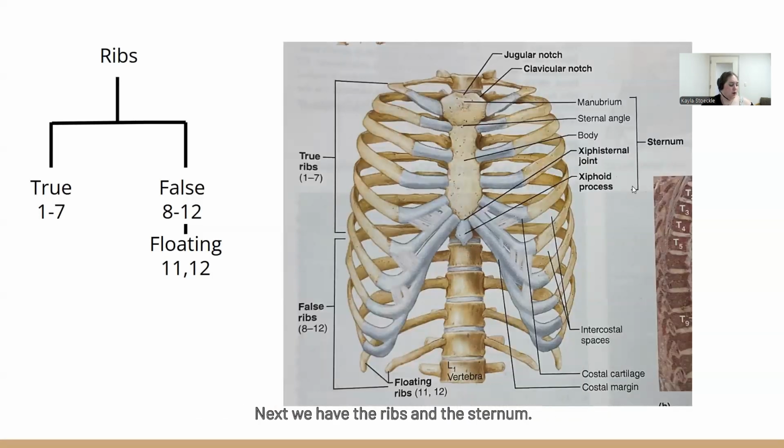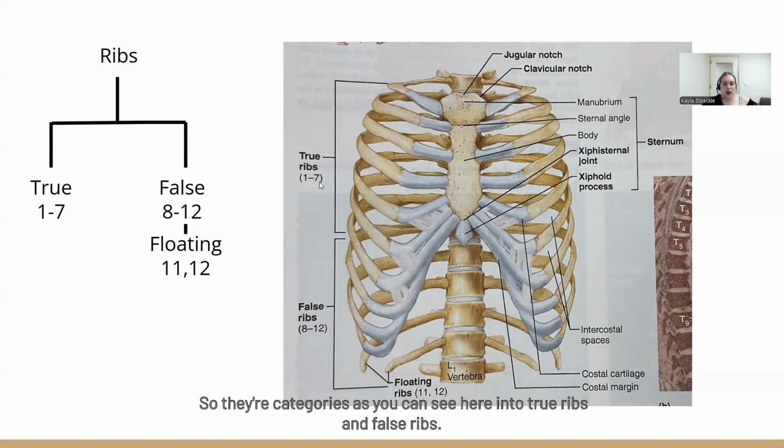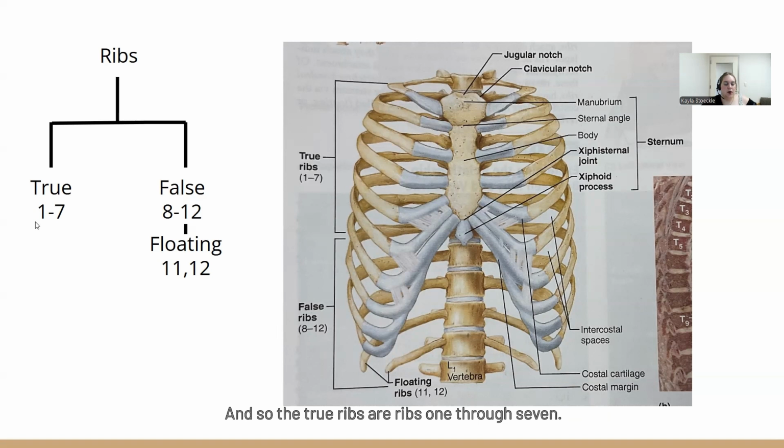Next, we have the ribs and the sternum. You have 12 ribs, and they're categorized, as you can see here, into true ribs and false ribs. The true ribs are ribs 1 through 7. The false ribs are 8 through 12. As you can see here, you also have 2 floating ribs, and those are your 11th and 12th ribs.